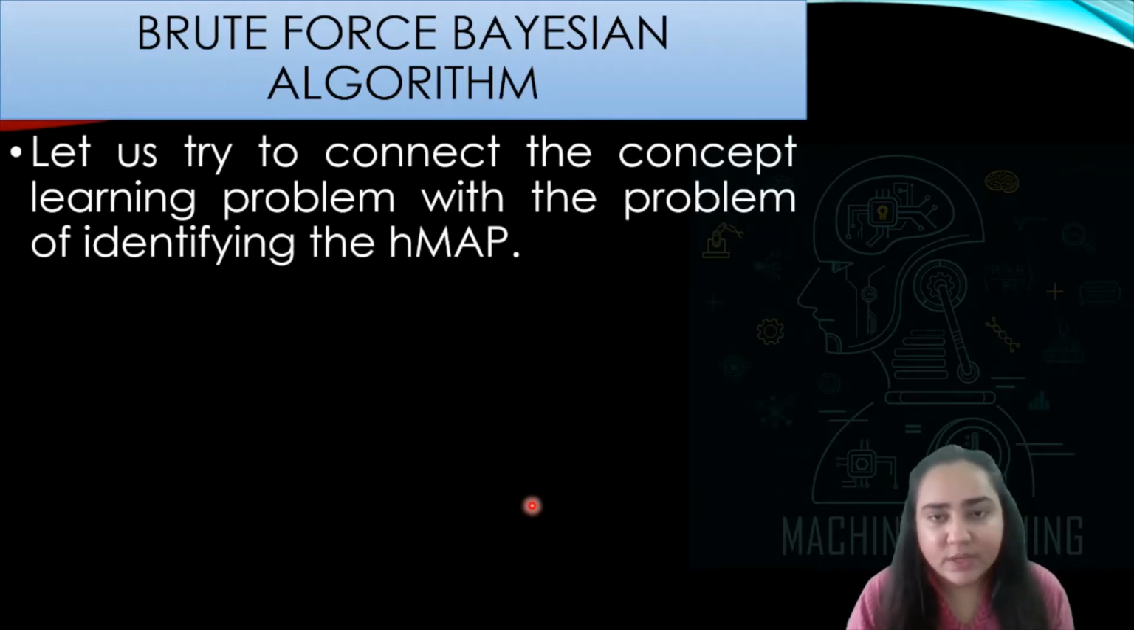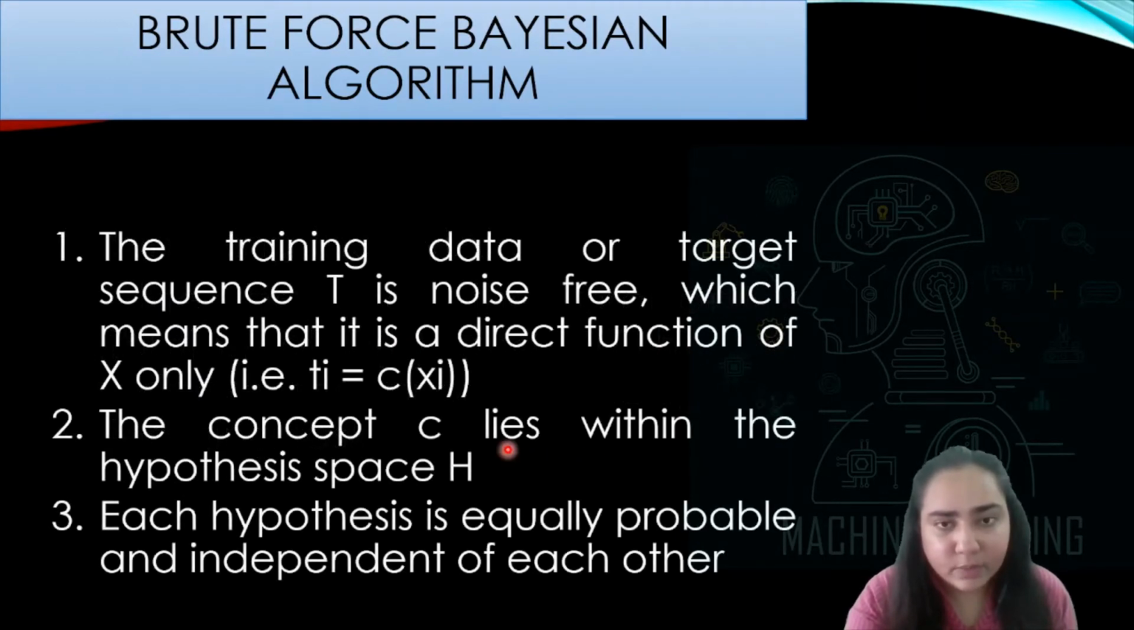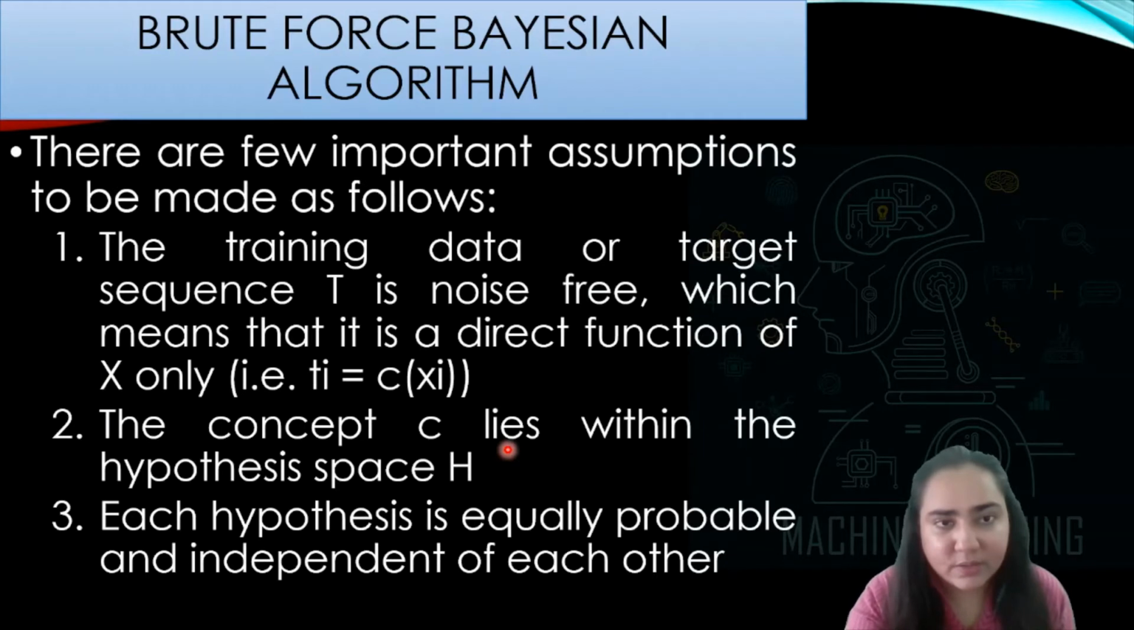Now let us try to connect the concept of this learning problem with the problem of identifying the h map. So on the basis of the probability distribution of P of h and P of t given h, we can derive the prior knowledge of the learning task. Okay, so how do we do that? So there are a few assumptions that you need to make before you begin.